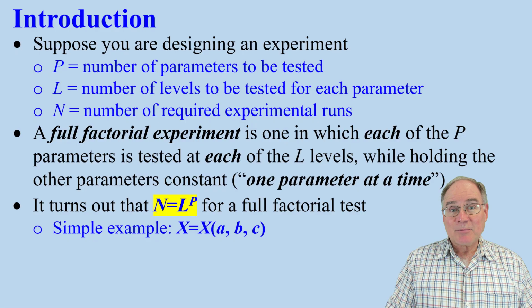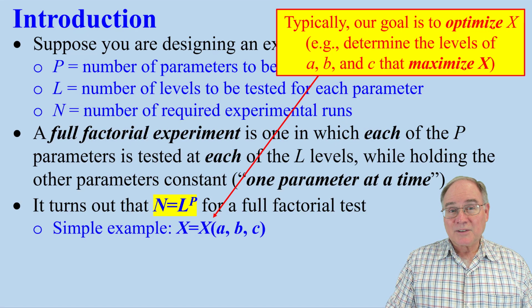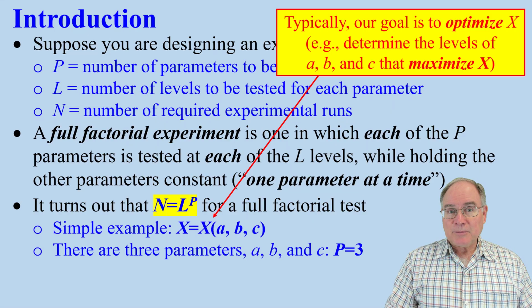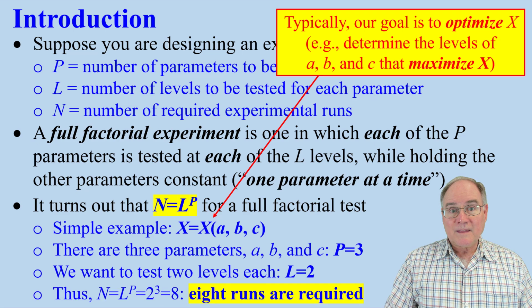Here's a simple example, x as a function of a, b, and c. Our goal is typically to optimize x. In other words, which levels of a, b, and c maximize x. Here there are three parameters, a, b, and c, so P equals 3. And suppose we want to test only two levels each, so L equals 2. Thus, for a full factorial test, 2 to the 3, or 8, experimental runs are required.